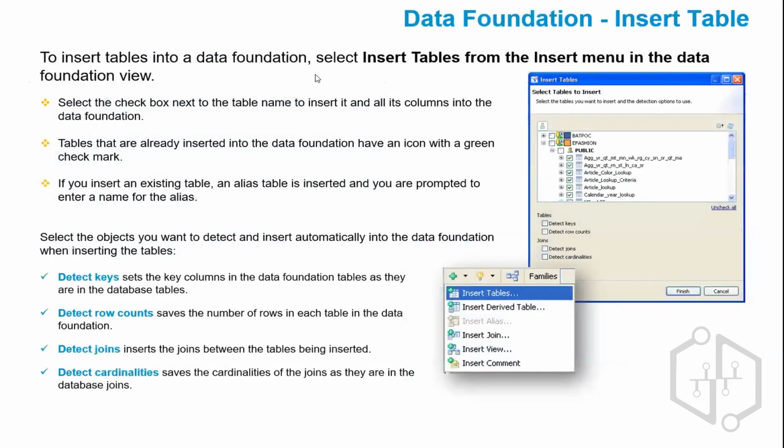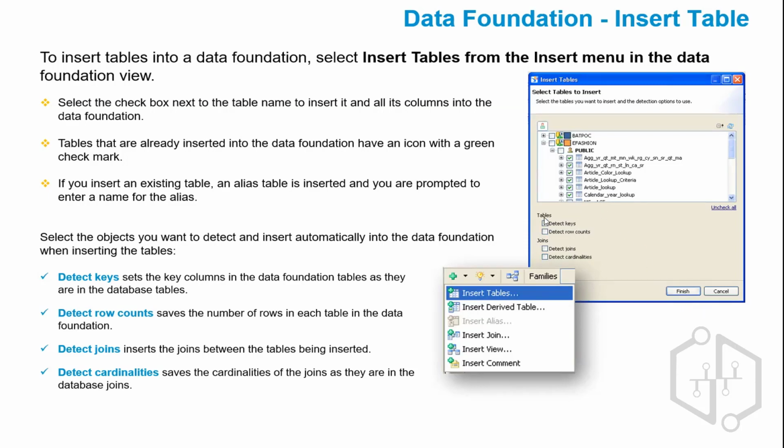To insert tables into the data foundation, we will do it like this. We have already selected our database, right? In our case, it is MS Access. So once we go to the data foundation, as we already connected, if we click on insert tables, we will have this plus symbol in our universe. If you click on it, you can insert anything: insert table or insert derived table, insert join, insert view, insert comment. So first what we do in the data foundation is we will insert tables. What tables are required, we will check mark them. And in our case, whatever we needed, we will check and then we will finish.